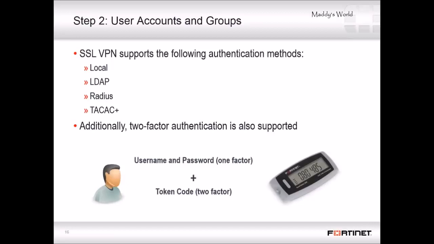The second step is to create the accounts and user groups for the SSL VPN clients. We are not going to explain the procedure in detail, as there is another module completely dedicated to user authentication. All the Fortigate authentication methods, with the exception of Fortinet Single Sign-On, or FSSO, can be used for SSL VPN authentication. This includes local, LDAP, RADIUS, and TACACS+ authentication. Two-factor authentication with or without FortiToken is also supported.